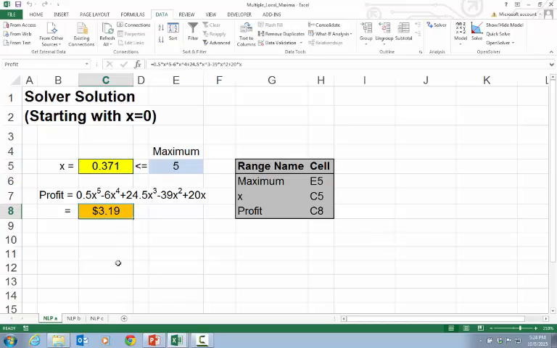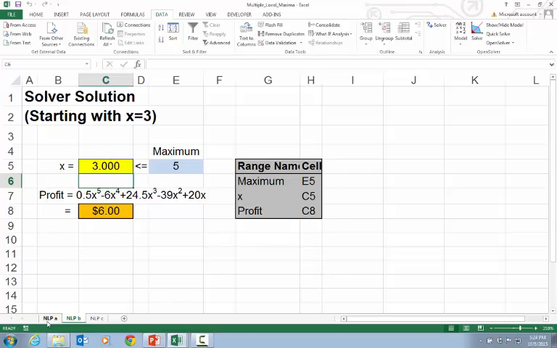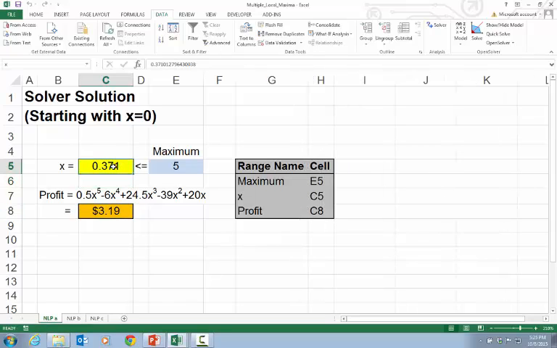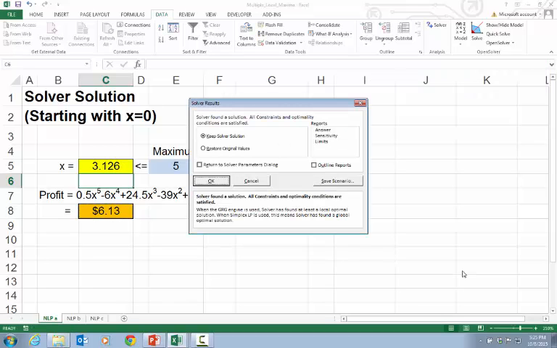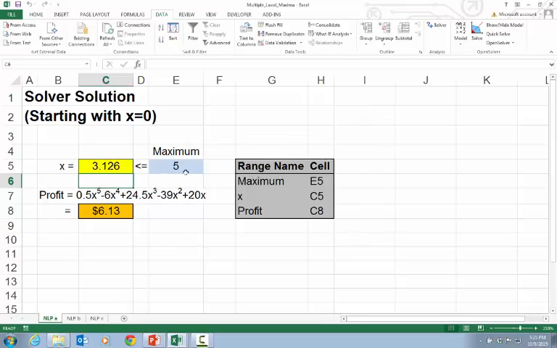That sounds great. But let me show you another thing. Suppose, instead of starting with 0, we just happen to randomly put in the value of 3, and then let's solve it again. So again, we just have a different number that happens to be sitting in the changing cell, and we solve that. Guess what? The optimal solution is no longer 0.3 something. It's now 3.126, and it gives a much higher value for profit. And you're thinking, like, what the heck? I wasn't paying attention to what number I had in the changing cell.